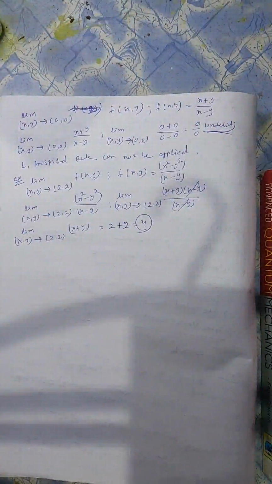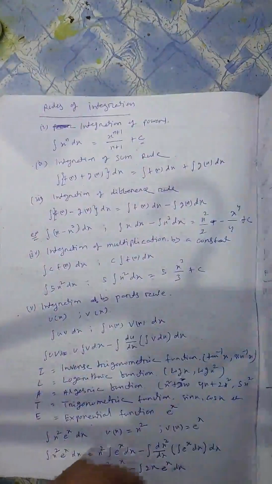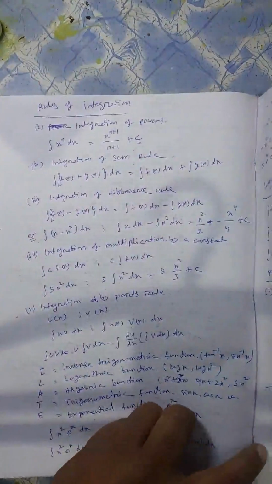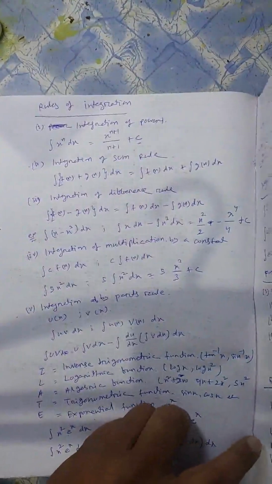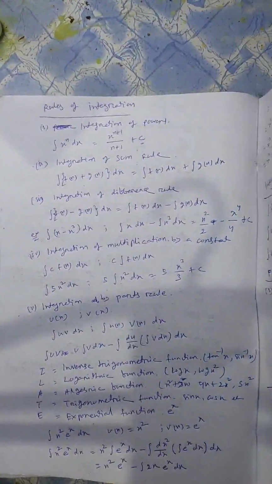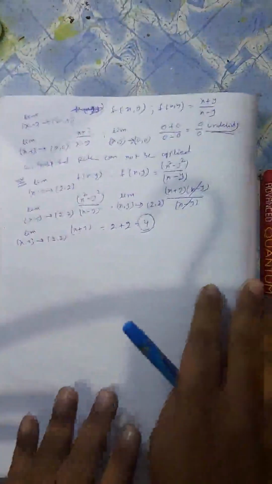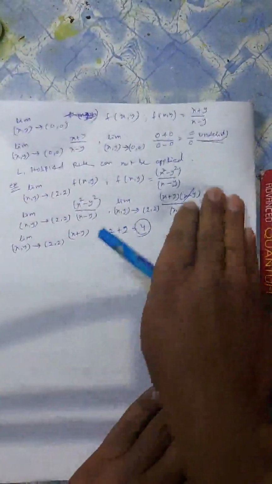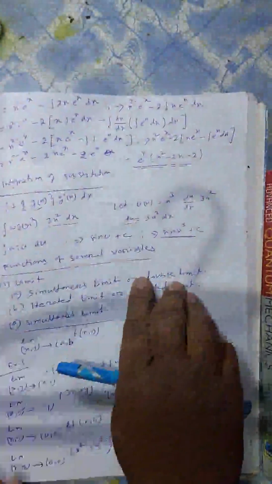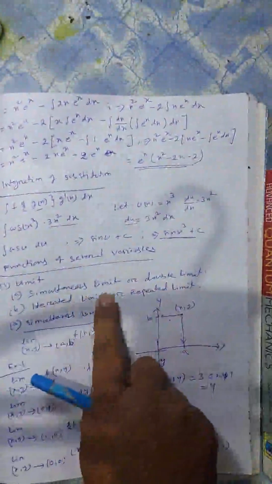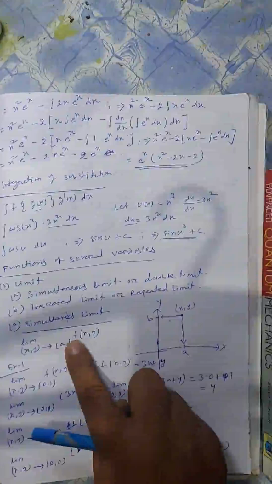We discussed functions of several variables. We consider only two variables, functions of several variables. We discuss the limit. We know that there are two types of limits: one is the simultaneous limit, another is the iterated limit, or repeated limit.